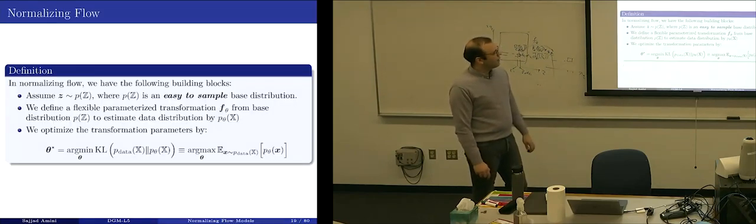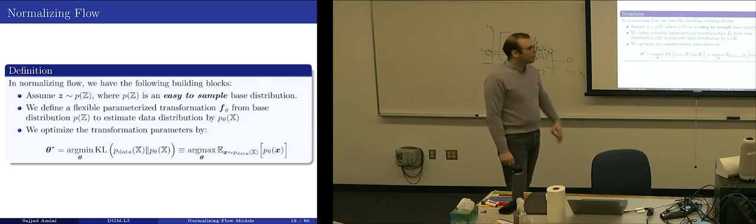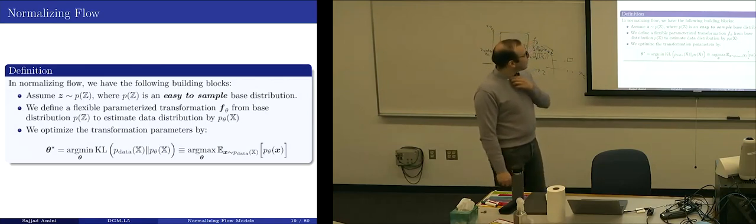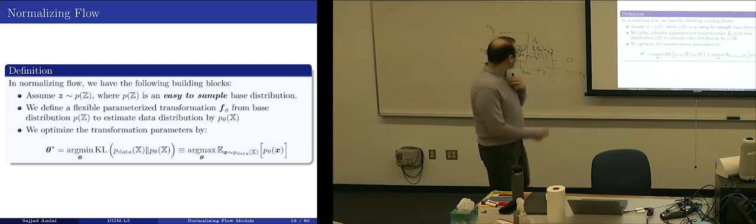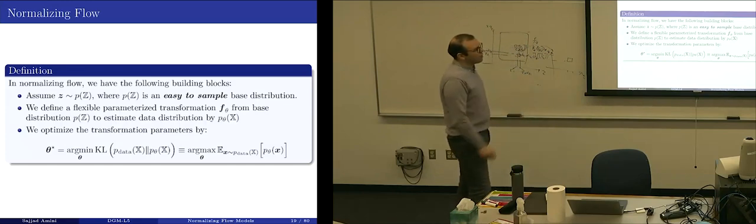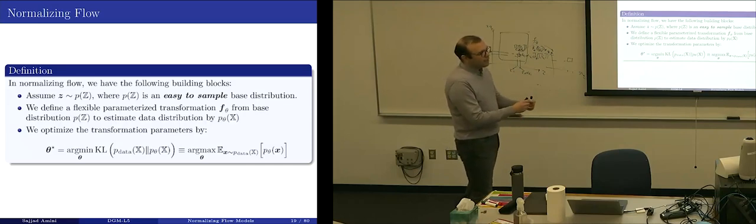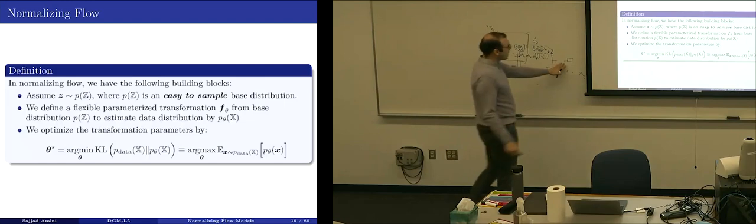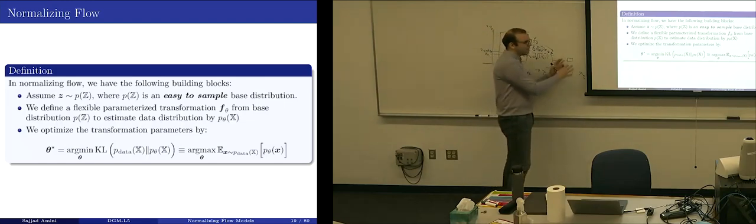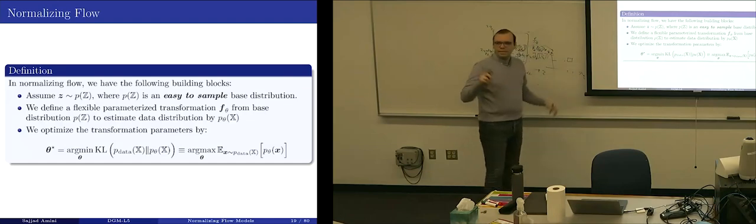So the next thing that we will talk about in the next session is how to use this transformation to update the parameters of your transformation such that the resulting distribution in the target space is as near as possible to your data distribution.